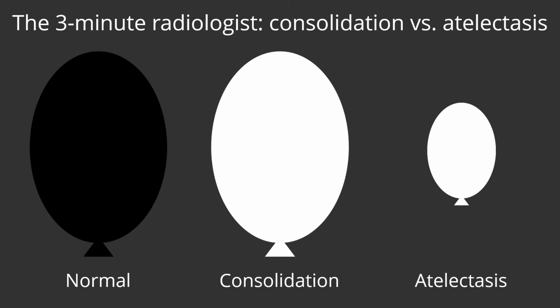One last thing, I've made it seem easy to differentiate consolidation from atelectasis based on the presence of volume loss. In many cases where the lung is too white, it can be hard to tell whether volume loss is present. And in those cases, I have to give an unsatisfying diagnosis of atelectasis versus pneumonia.